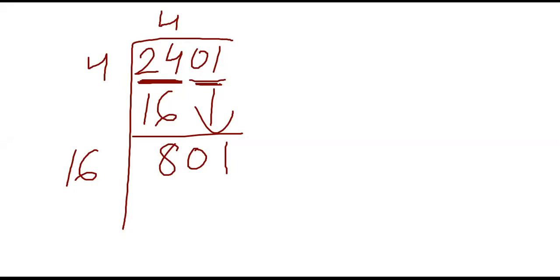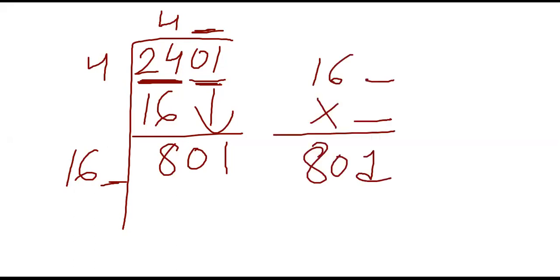4 plus 4 is 16, and then the next step will be that this number and this number should be the same. You have to find out this number, and the multiplication should be 801. So we have to choose this number. What number should this be?